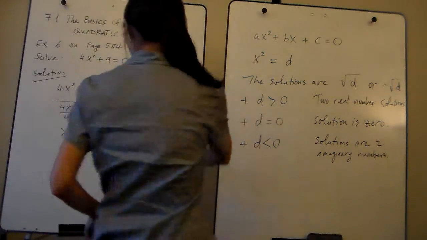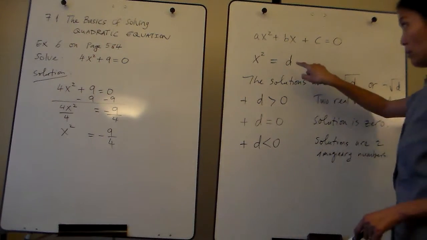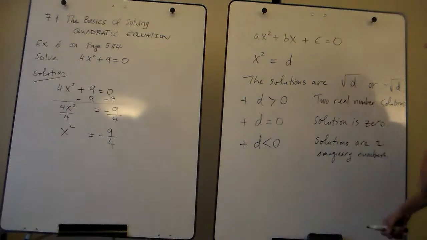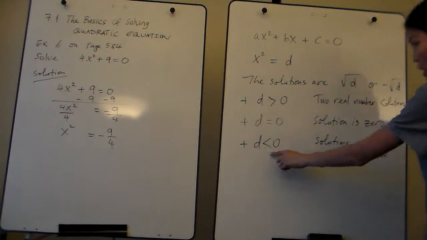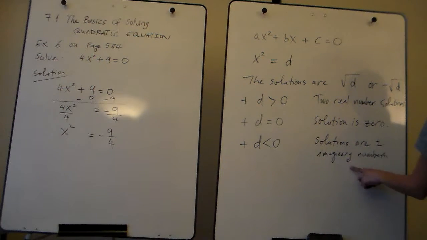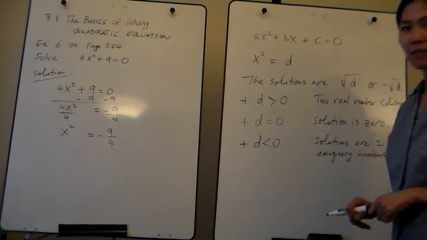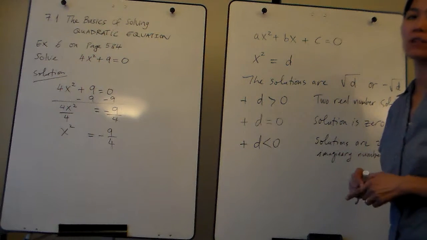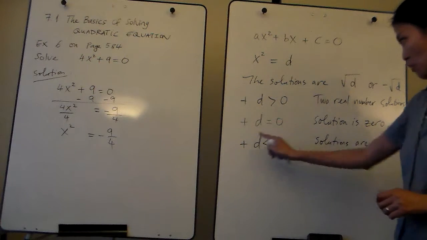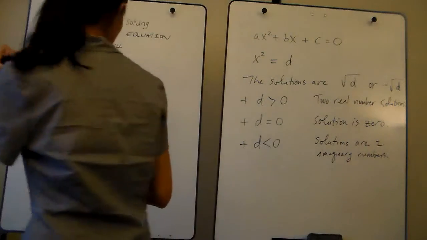Do you see that we are very close to this form, x squared equals d? D, which we have here, is negative 9 over 4. When d is negative, the solutions are two imaginary numbers, numbers that have i in there. So basically they are complex number solutions.